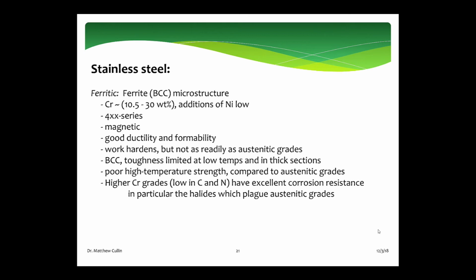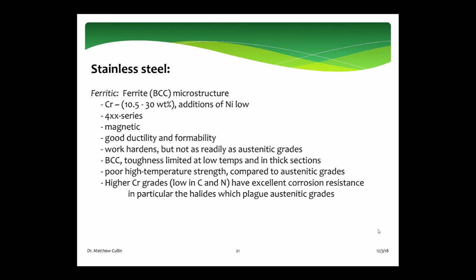They have good ductility and formability. They work harden, but not like the austenitic. Their toughness is limited at low temperatures, right? We know they're BCC, so they're going to have a transition temperature, and you've got to be careful if the temperatures get too low. They generally have poor hot hardness, or high temperature strength, compared to the austenitic grades, so they're also not ideal for high temperature applications. Whereas our austenitic stainless steels tend to be pretty good in low and high temperature applications, ferritic stainless steels are not really good in either of those. They're good at mid-range temperature applications.